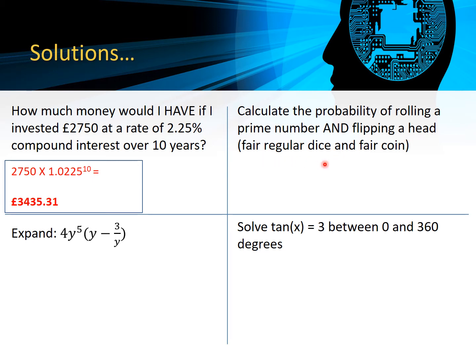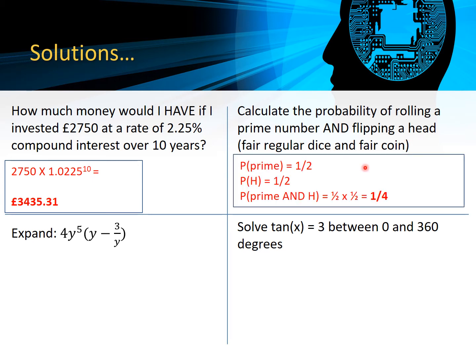Next question, probability of rolling a prime number and flipping a head. This is on a fair regular dice and a fair coin. So the probability of getting a prime number is a half, because you've got 2, 3 and 5 out of your 1, 2, 3, 4, 5, 6. Probability of getting a head is also a half. Prime and a half. Remember that when we're doing probability, and means to multiply, so you multiply your 2 fractions together and get a quarter.